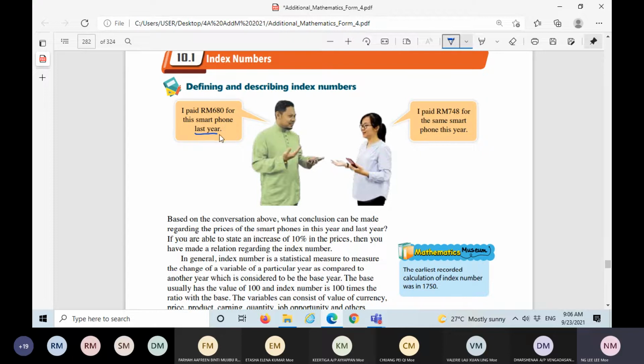You see, last year this man spent RM 680 for a smartphone. But this year, this lady spent RM 748 to buy the same smartphone. So you see there is a difference in the price compared to last year and this year. When you learned percentage last time, they would surely ask how many percent increase. So how do you calculate how many percent increase?